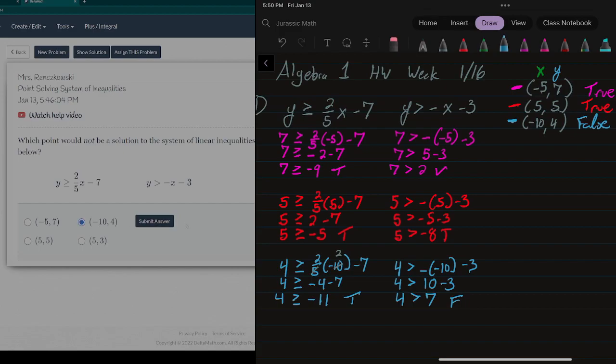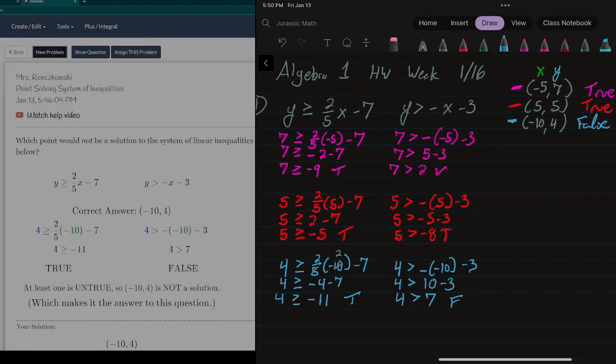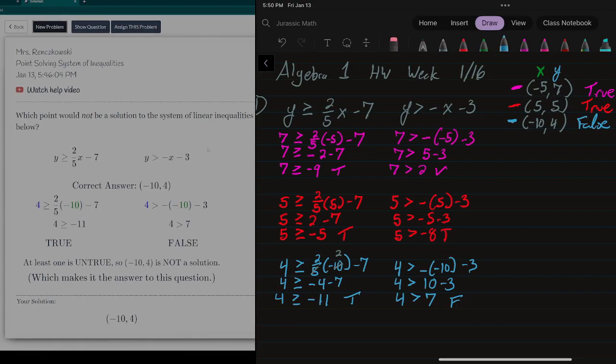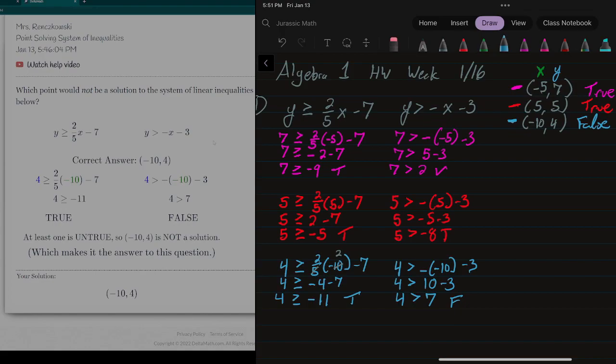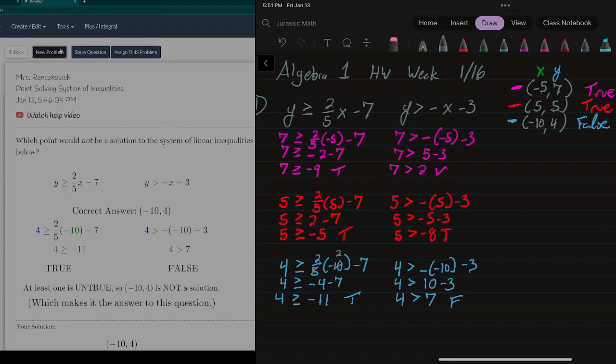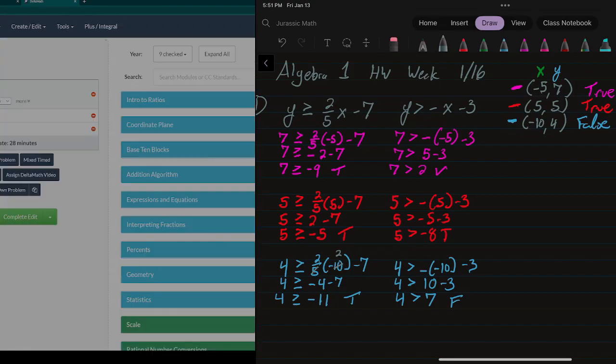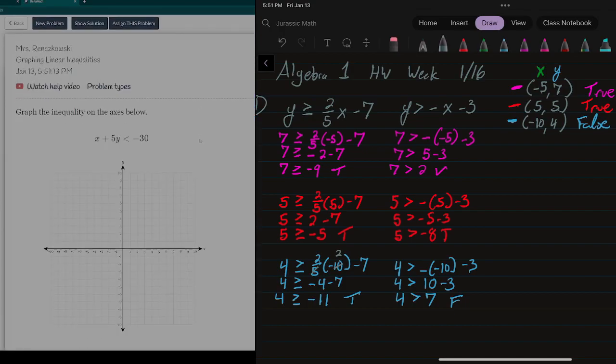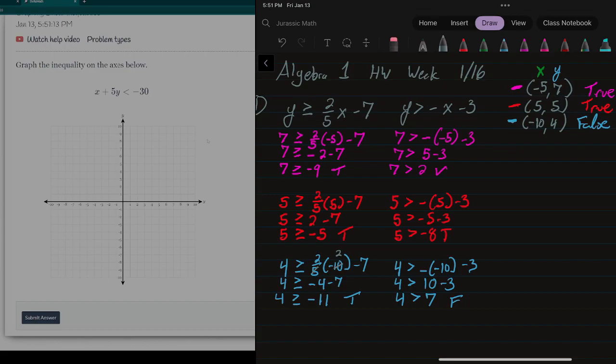So let's click on it, hit submit, and we got it right. That was the correct answer. That one takes a little bit more time, mainly because it is just plugging the answers in. Now, the next set is going to be graphing linear inequalities. This is where we get a little bit more fun.